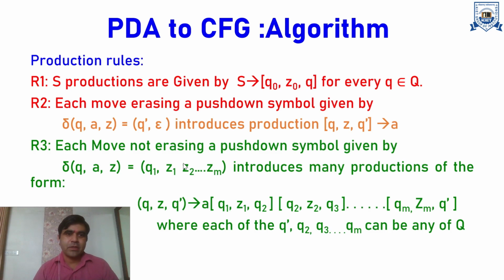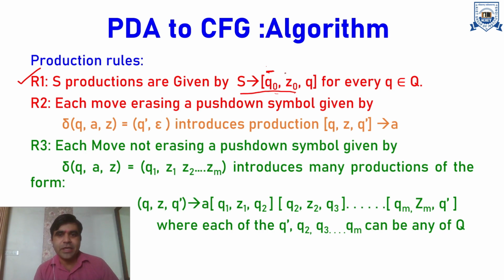Okay, then having defined the variables in our context-free grammar, we need the production rules for the equivalent grammar. The first one, R1, is the S production. The S production means the production for the start symbol is given by this rule, where S derives Q naught, Z naught and Q. It simply means that the first symbol of this triplet is fixed. Okay, Q naught is the initial state of your push-down automata.